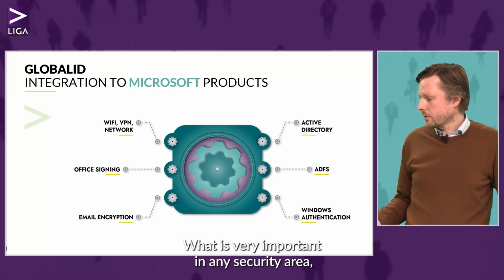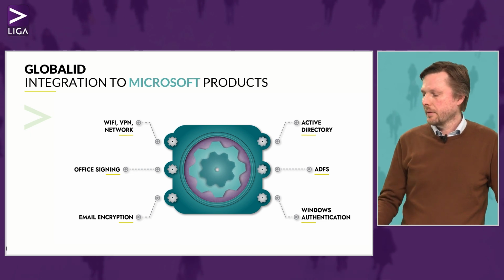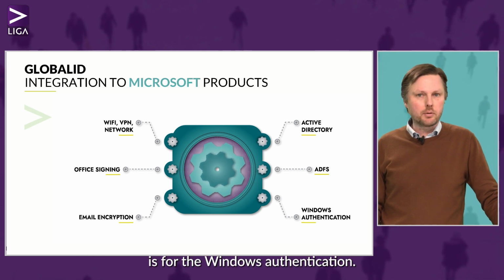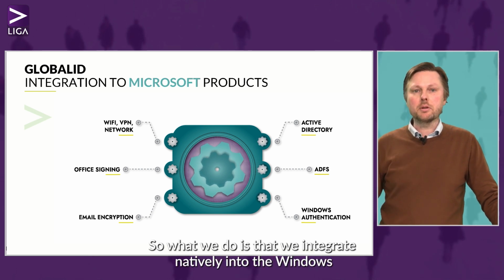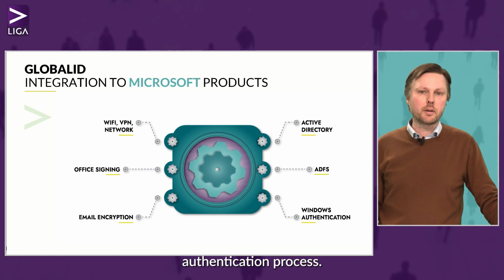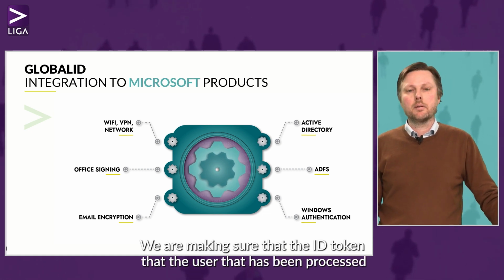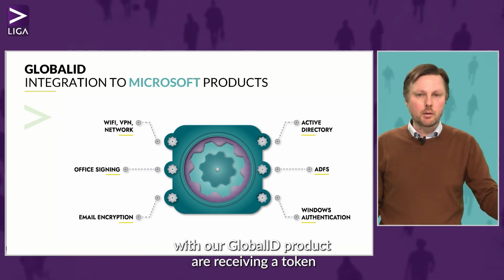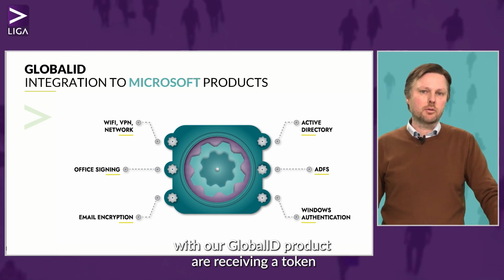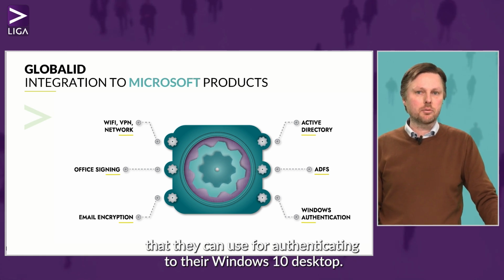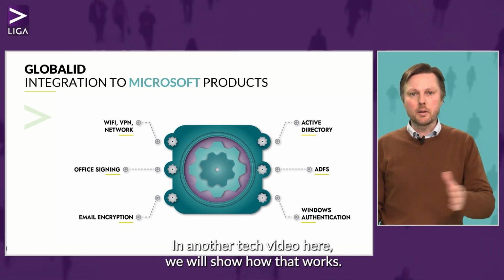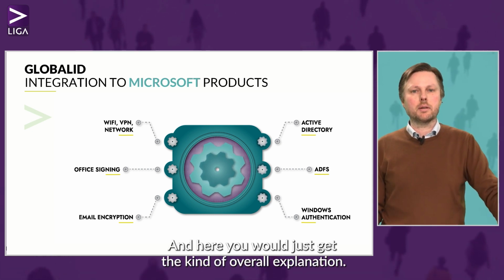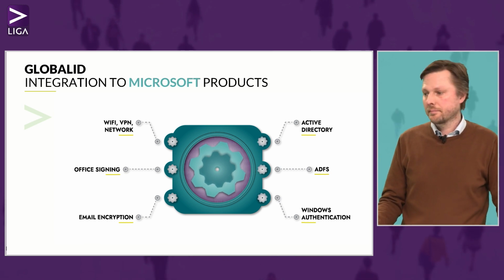What is very important in any security area, and I think this is where the whole passwordless strategy also comes into play, is Windows authentication. So what we do is integrate natively into the Windows authentication process. We're making sure that the user that has been processed with our GlobalID product receives a token that they can use for authenticating to their Windows 10 desktop. In another presentation video here, we will show how that works. And here you will just get the overall explanation.